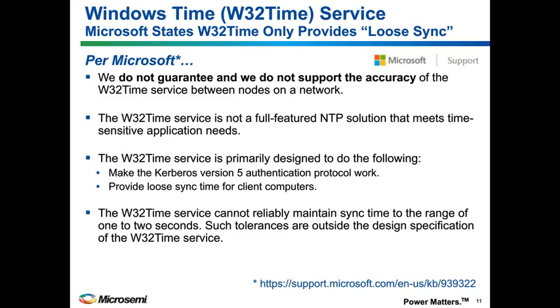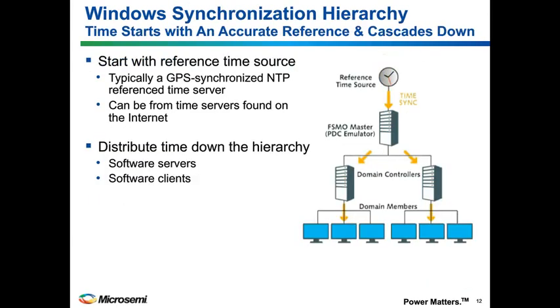So if we go to the next slide, please. So what do we do here? How do we go about it? First, you take a look at the Windows synchronization hierarchy, and it's pretty straightforward. You start with a reference time source, and then the time is essentially cascaded or distributed down through the network, domain controllers, ultimately down to domain members. So how we're going to do this webinar is I'm going to speak to the reference time source aspect, and then I'm going to hand it over to Steve, and he's going to tell you about all the ways and advantages and how well it works to synchronize all the way down to the domain members and monitor them and so forth in Windows.